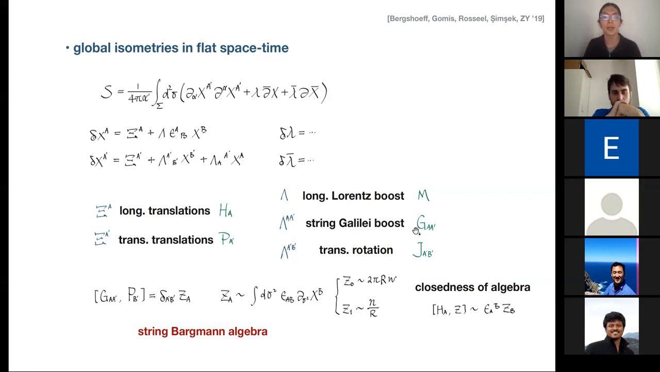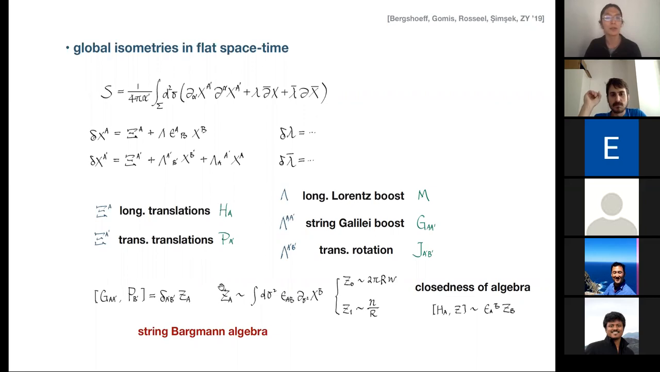However, it turns out that this action is only invariant under our string Galilei boost up to some boundary term. And this means if you compute the conserved charges and then also the commutation relations between them, you should get some extra extensions of the algebra. So indeed, if you compute this particular commutation relation between the string Galilei boost and the transverse translations, we get a so-called non-central extension Z^A. It's non-central because it has a longitudinal index A, which means it does not commute with the Lorentz boost generator M.